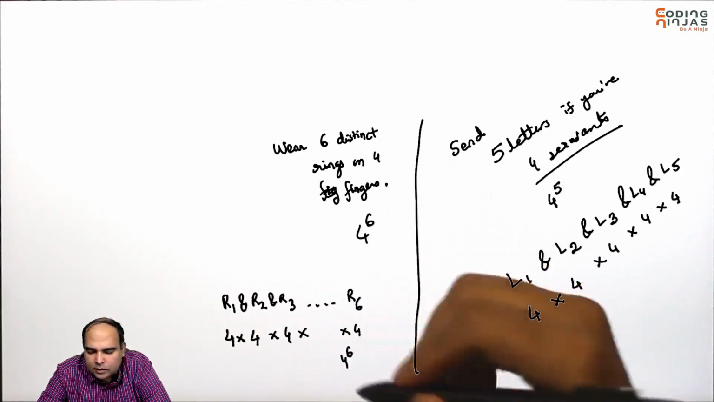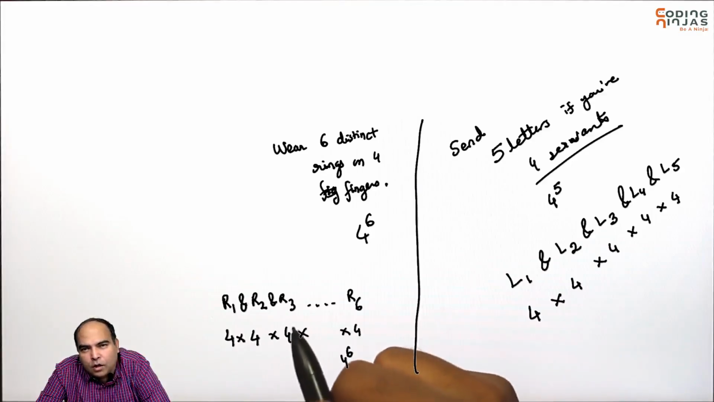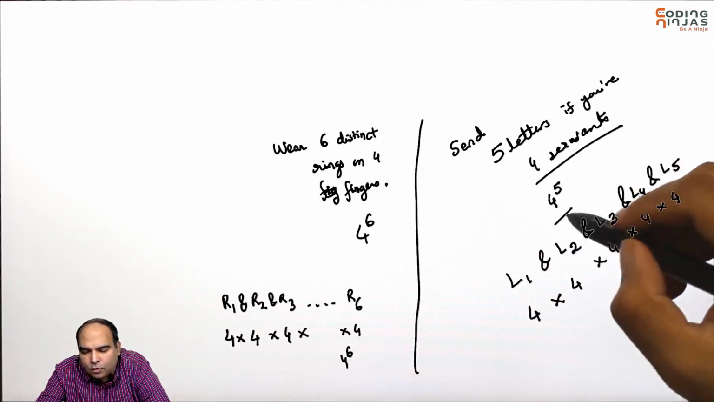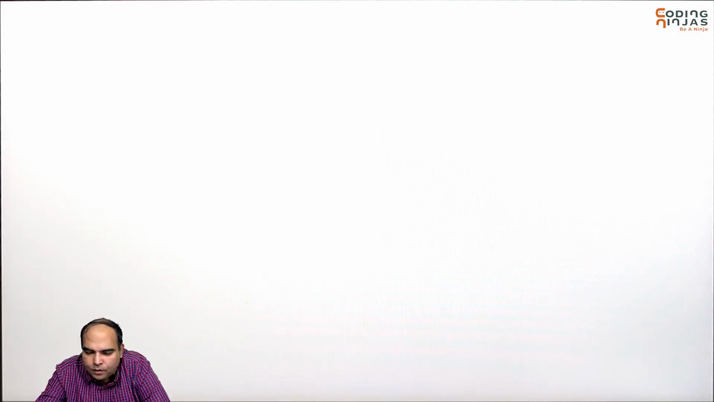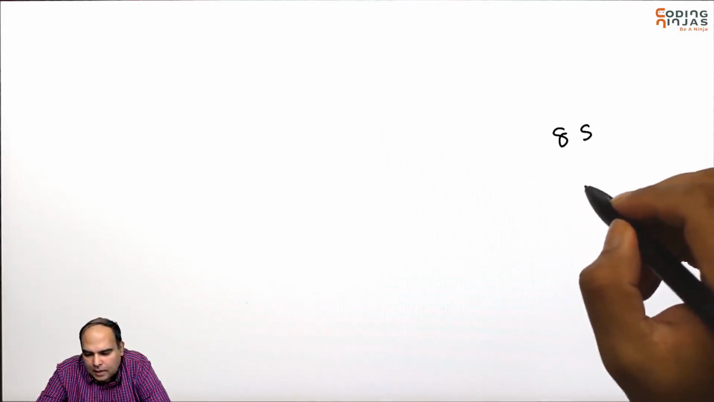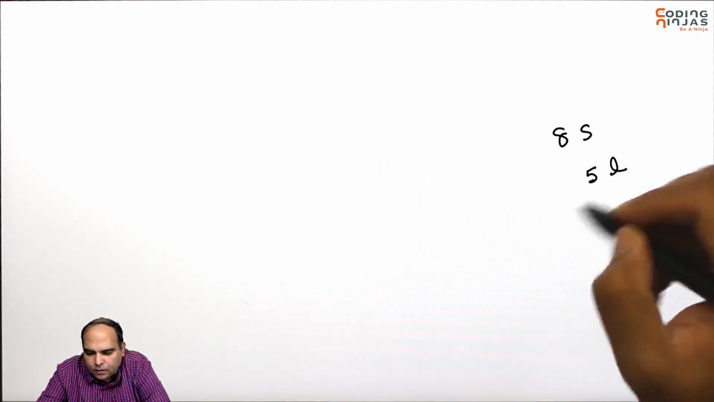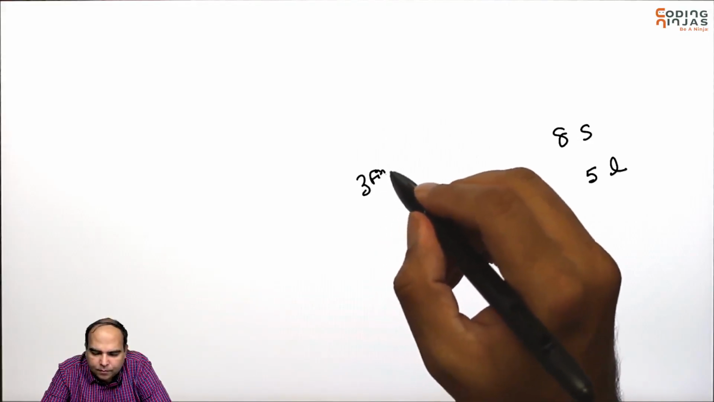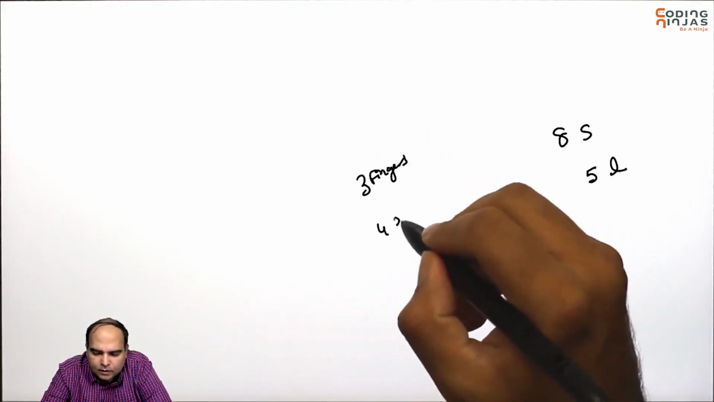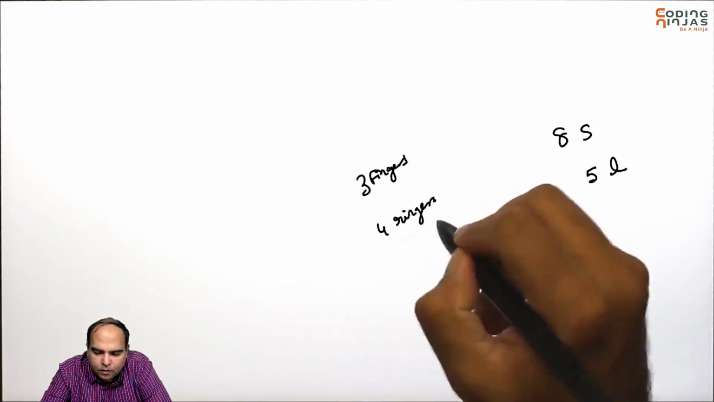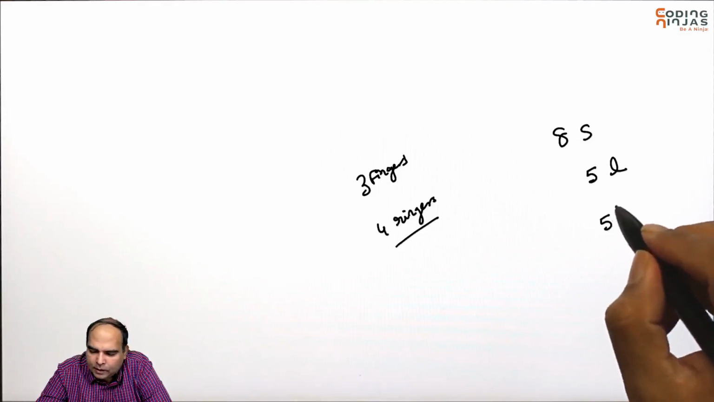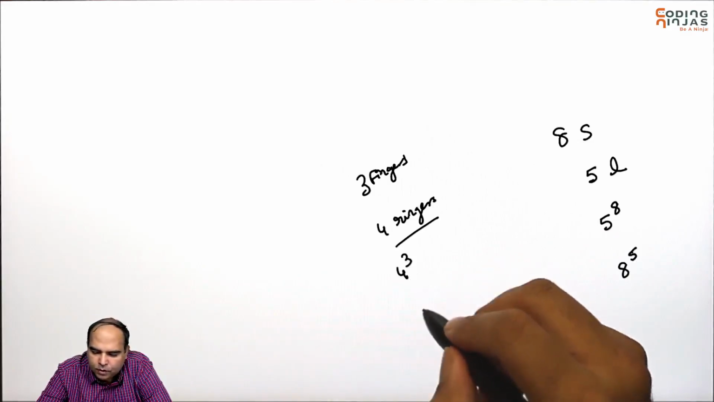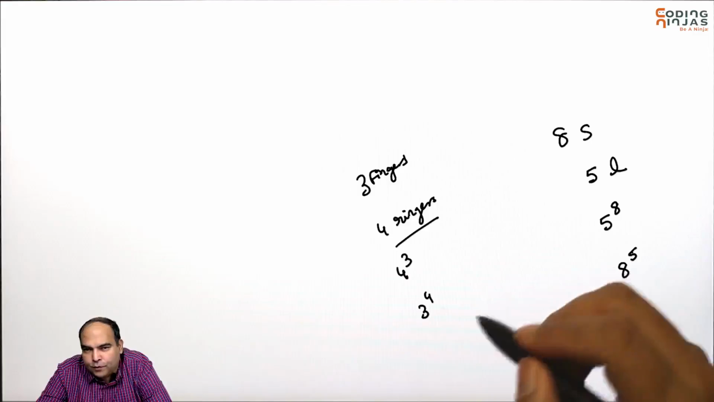In these kinds of questions, there's always a confusion about whether it's 6^4 or 4^6. Same case here: do you use 5^4 or 4^5? Let's say you have 8 servants and 5 letters. Or let's say you have 3 fingers and 4 rings. What do you use? You automatically know that the answer is either 5^8 or 8^5. In the other case, the answer is either 4^3 or 3^4. But which one to use?